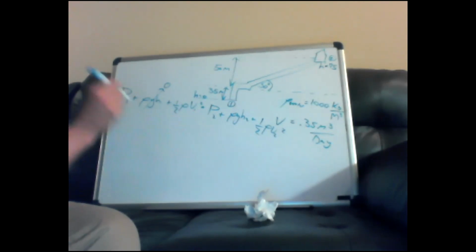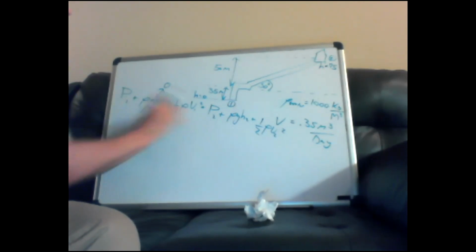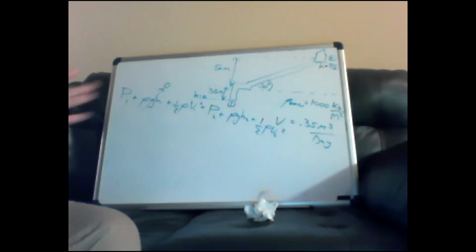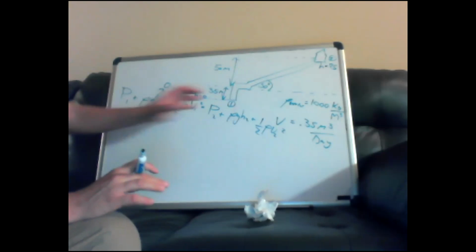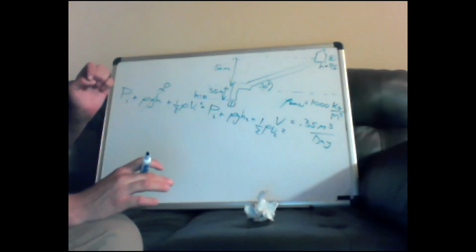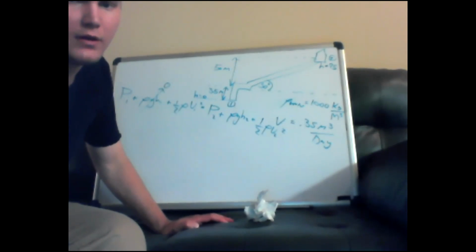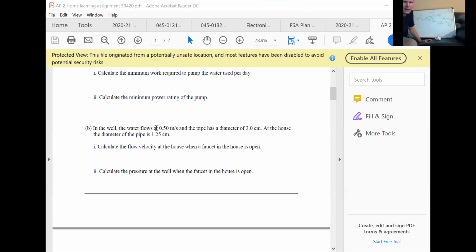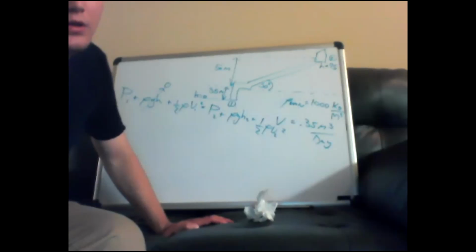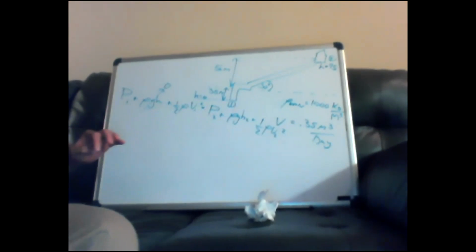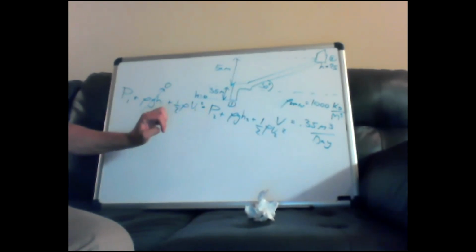Velocity 1 corresponds to the velocity going into that, or the velocity at this point, which they tell us is, I believe, 0.5. Let me double check here. Yeah, so they say in the well, the water flows at 0.5 meters per second. Okay, so this V1 corresponds to 0.5 meters per second.